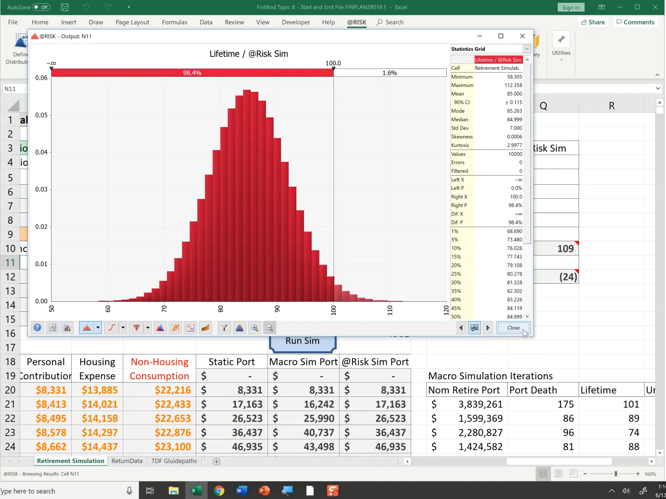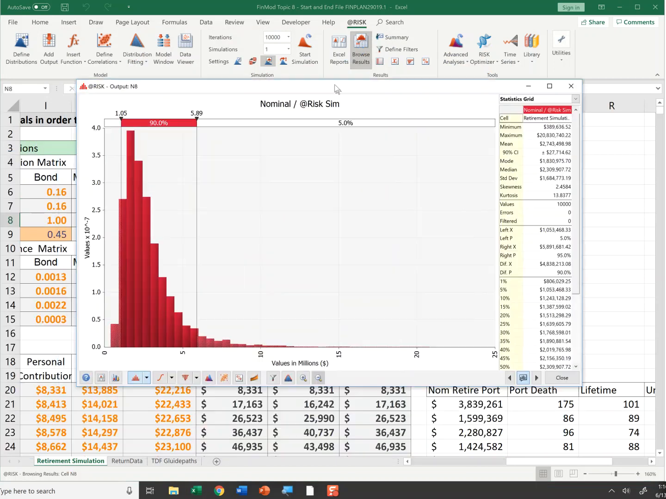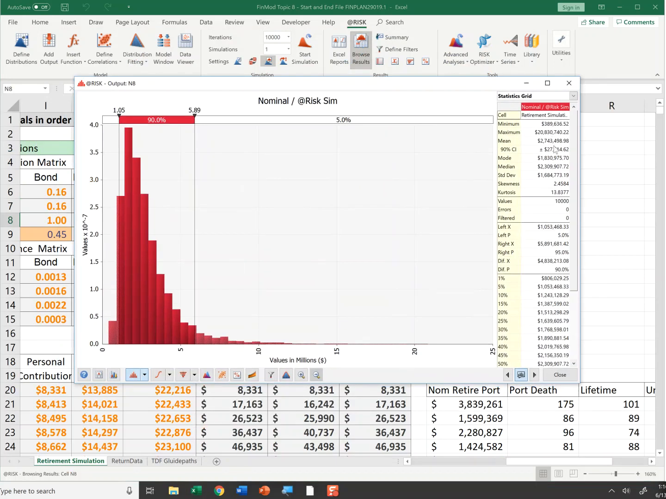normal distributions. I can then look at my portfolio value and browse results. And notice that the mean, again, is about $2.7 million. That's just like the static value and the macro simulation. But now you can see there's scenarios here where it looks like I have $15 million. And there's scenarios here where it looks like I have less than $500,000. And then here's the full distribution of my portfolio values.